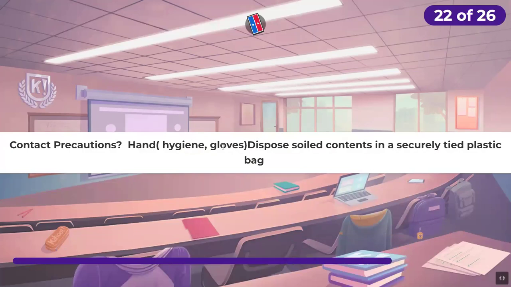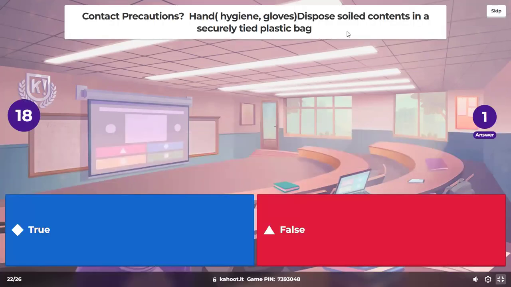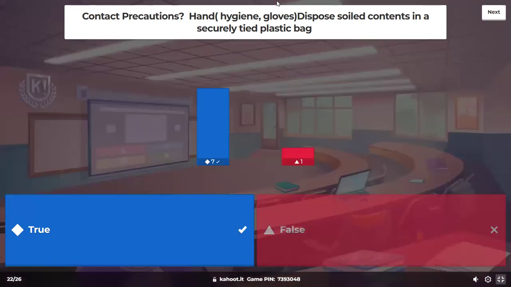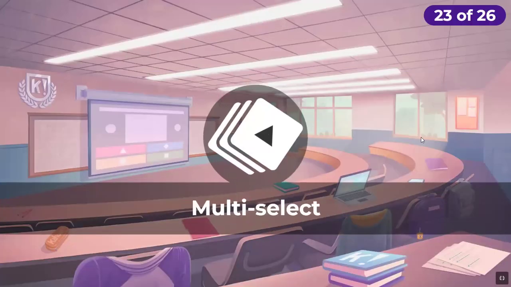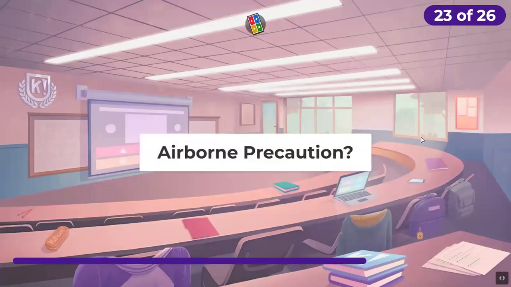Contact precautions: hand hygiene and gloves, dispose soil contents in a securely tied plastic bag. Do these things equal contact precautions? Washing our hands, using hand sanitizer, putting on gloves, disposing soil contents in securely tied plastic bags. So yes. So if we have a person that has wound care and they go home, we teach them to, of course, wash their hands, put on the gloves, and then the soil contents. They don't need to just throw them in the garbage can. They need to tie them up in a bag and then place that bag in the garbage can. It decreases the risk of someone coming in contact with it and causing them to be ill.